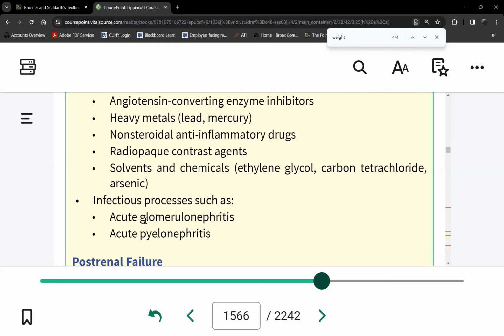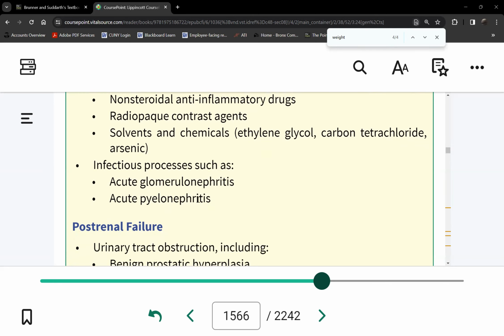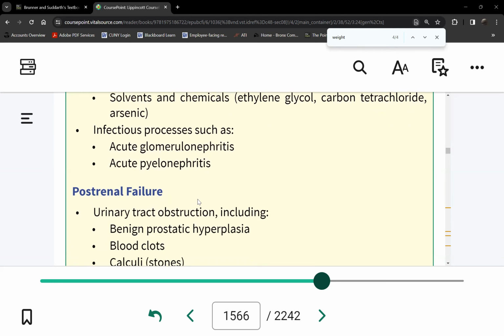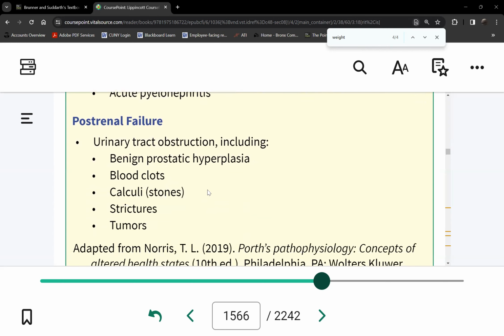or these infectious processes, acute glomerulonephritis. You'll talk about this in peds. And acute pyelonephritis, we'll talk about that later on in module 9. And then we have post-renal AKI.